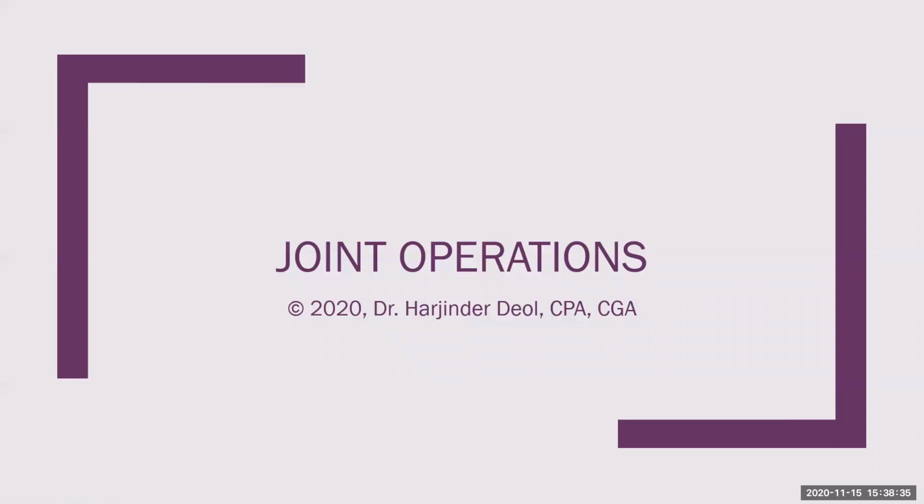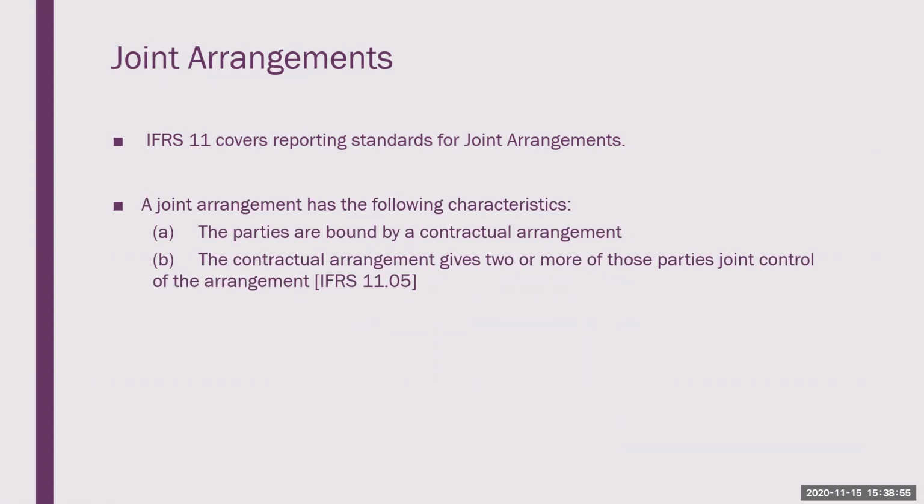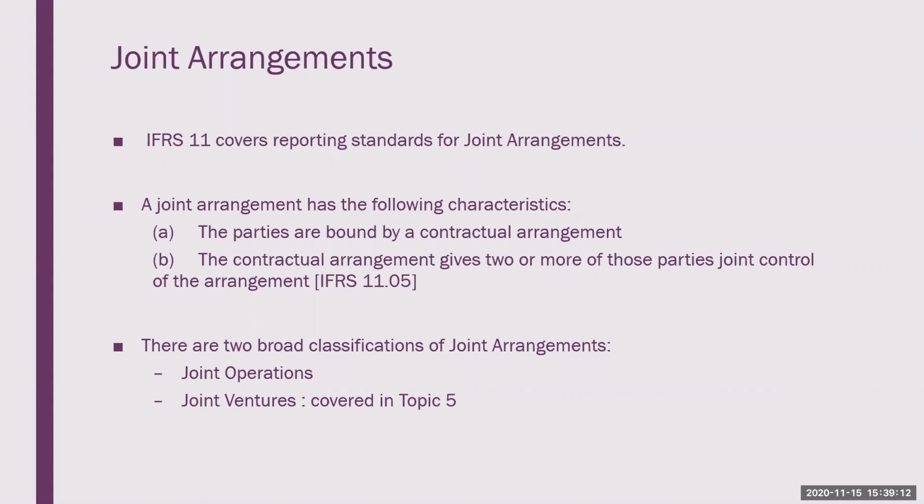We will now talk about joint operations. Recall, joint arrangements were covered under IFRS 11. A joint arrangement has the following characteristics. The parties are bound by a contractual arrangement, and the contractual arrangement gives two or more of these parties joint control of the arrangement. There are two broad classifications of joint arrangements: joint operations and joint ventures, which we have covered earlier in topic 5.